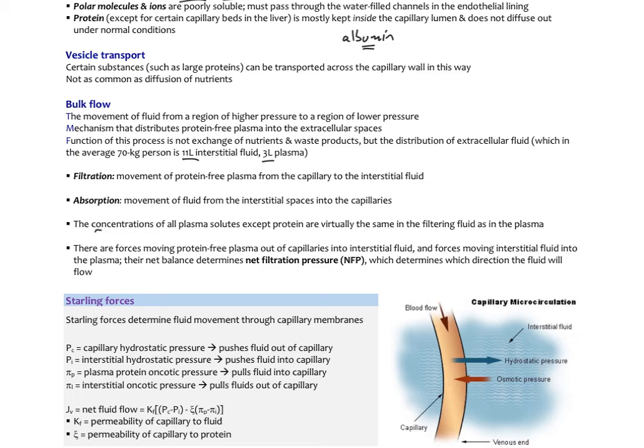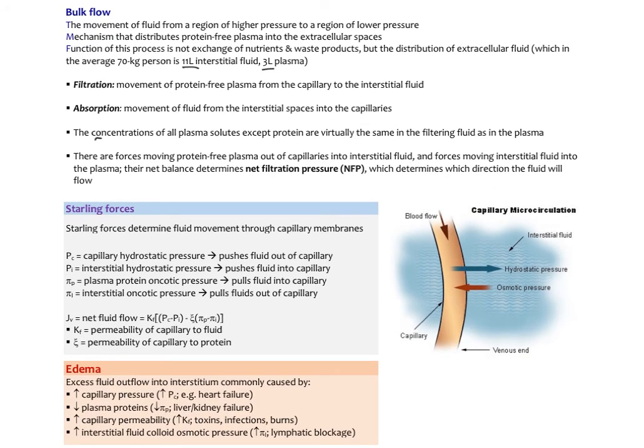The concentration of all plasma solutes except protein are virtually the same in the filtering fluid as in the plasma itself. So basically the nutrients just move with the bulk flow. So again, this would be a way of distributing those nutrients, basically by distributing the water. Now, there are forces that move that protein-free plasma out of capillaries into the interstitial fluid, and forces that move it back into the plasma. And their net balance determines what's called the net filtration pressure, how much goes in versus how much goes out of the capillary. And that's going to determine the direction the fluid will actually flow.